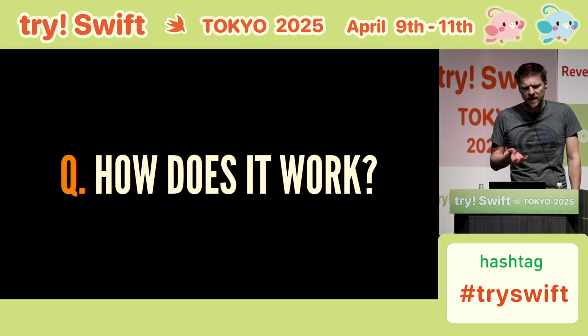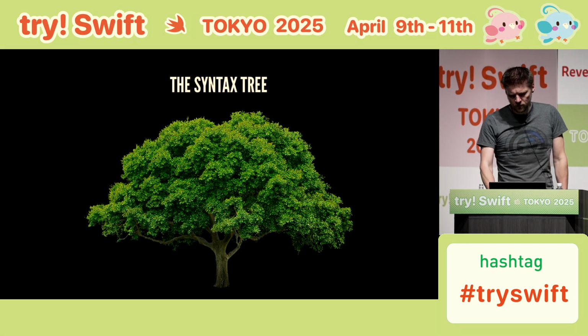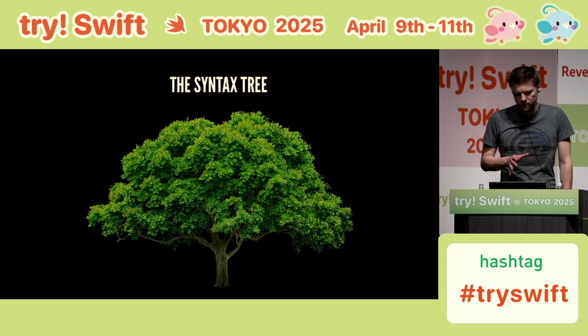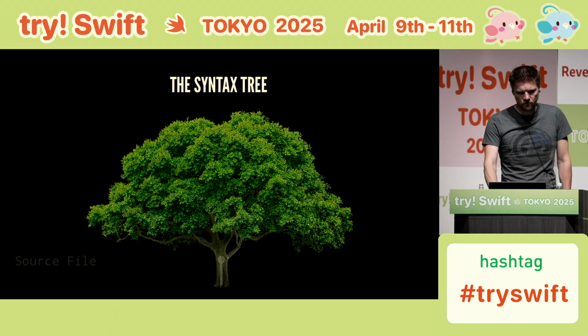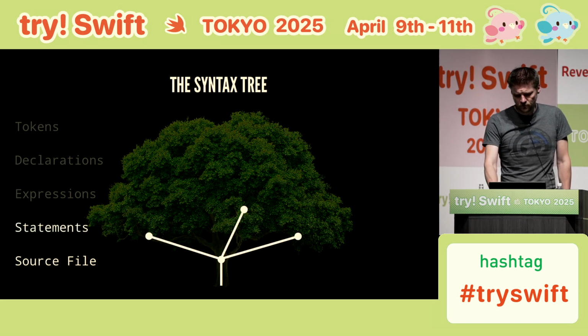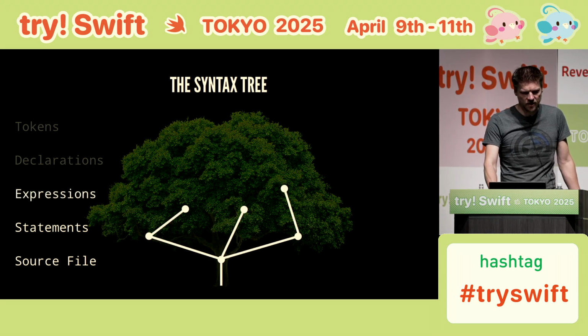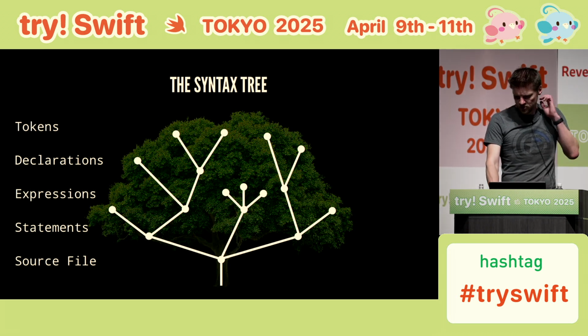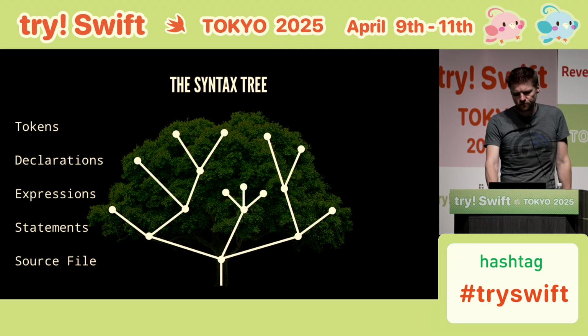So how does SwiftSyntax actually work? Well, at the core of SwiftSyntax is a data structure called the syntax tree. The tree consists of nodes, each representing parts of a Swift program. The root of the syntax tree is the source file. From the root grows branches that represent statements, expressions, declarations, and so on. The leaves of the tree are tokens. Those are indivisible source code elements such as keywords, identifiers, and literals that have no children of their own.